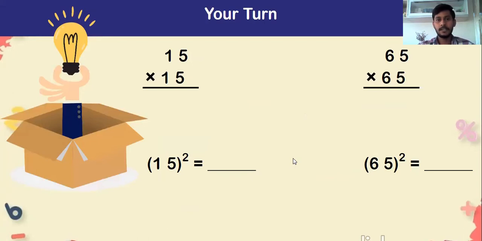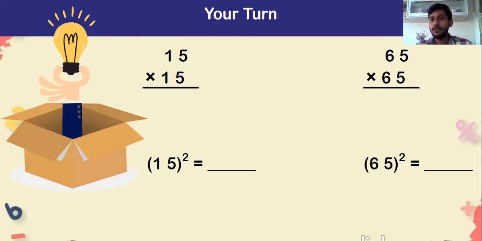Okay, now we will look at two examples. First is the square of 15, and second is the square of 65. How do we find the square of 15? Here the tens place is 1, so we multiply 1 with its next number, that is 2. So 1 into 2 is 2, and 5 into 5 is 25. Combining both results gives the answer 225.